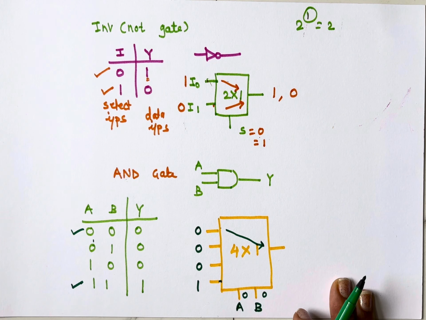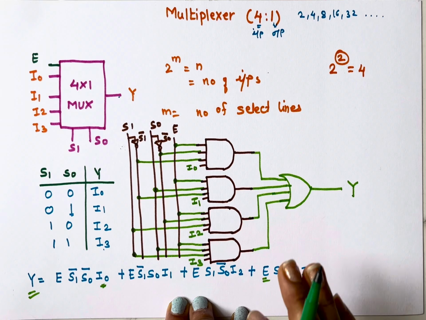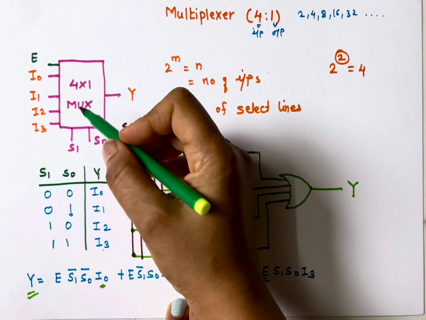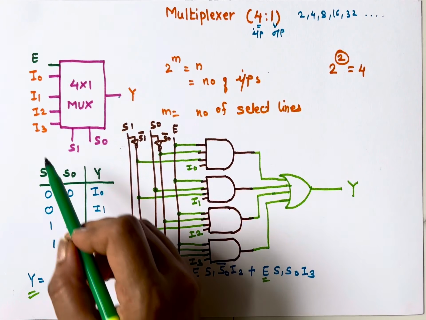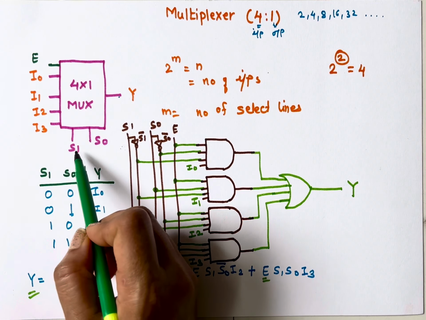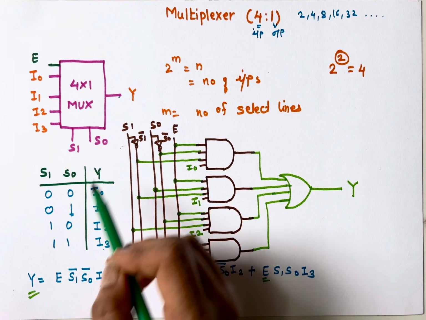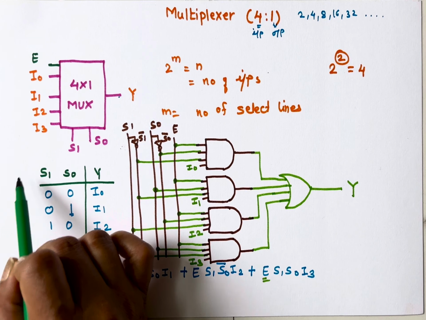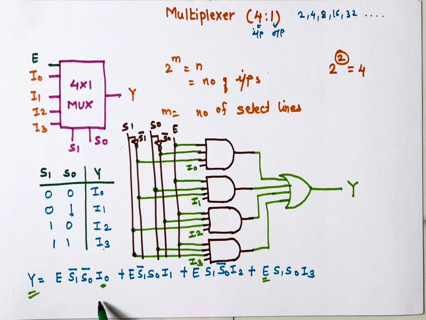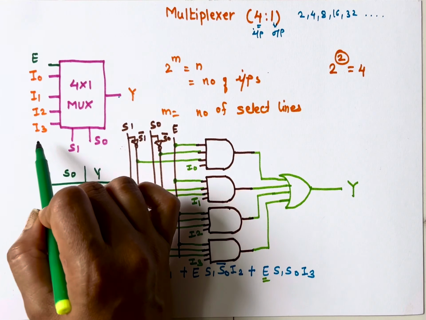So in this way, you can implement any gate, any circuit using multiplexer. Here, for example, I have taken a 4:1 multiplexer. In an 8:1 multiplexer, what will happen? Only the number of inputs will change and select inputs will also change. Other things will remain the same. Here you need to add one more select input. The inputs are from I0 to I7.